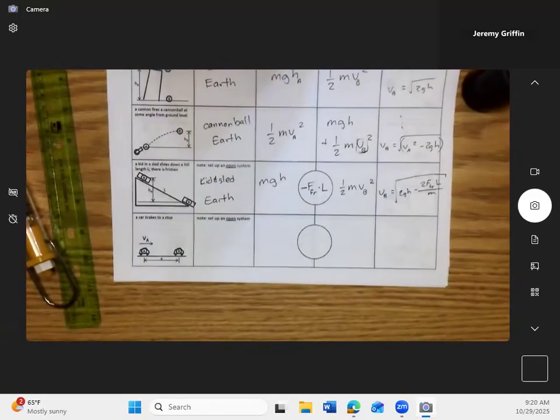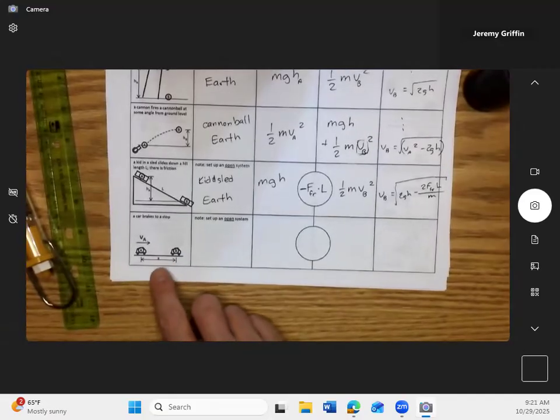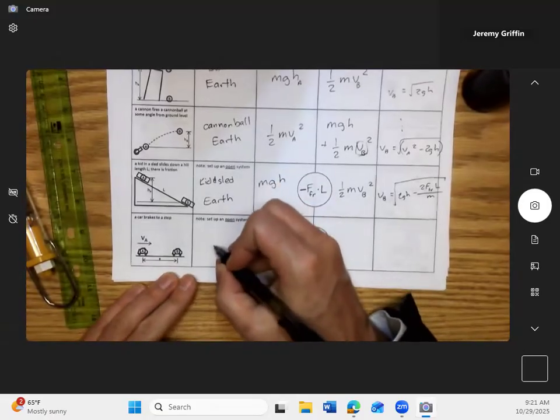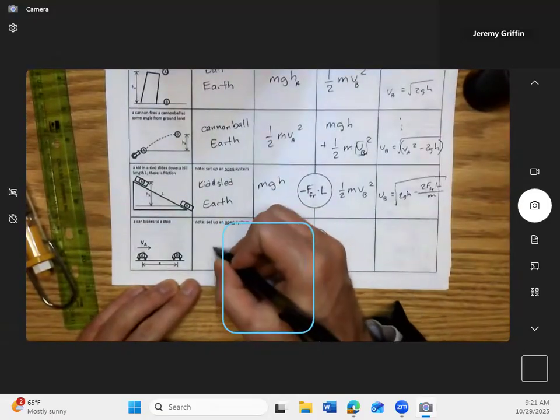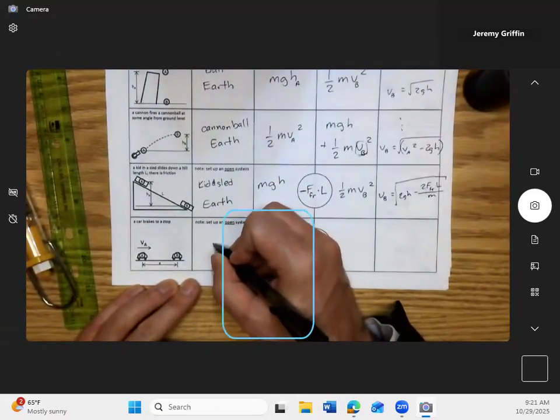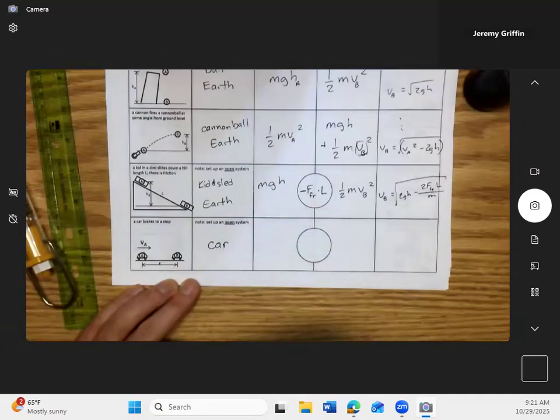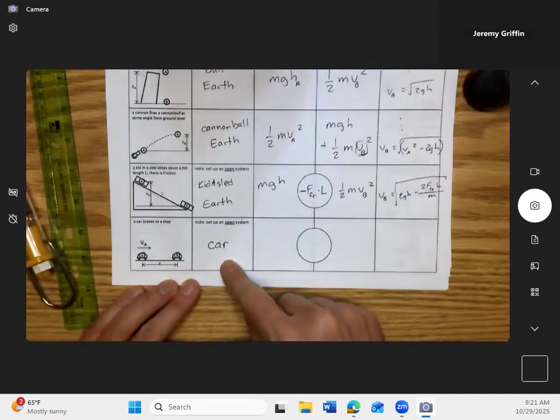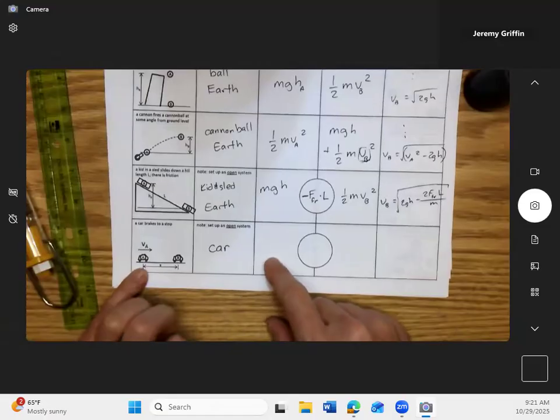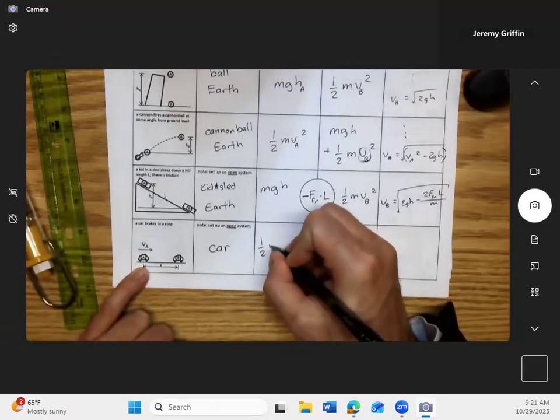Oh, car brakes to a stop. I have a whole poster just for this one. Spend some time with it. Okay, so actually, I'm just going to include one object in the system, just the car, because that's normally how AP would phrase it. They say a system consisting of only the car, right? And at the beginning, the car has what type of energy? Kinetic, 1/2 mv squared.